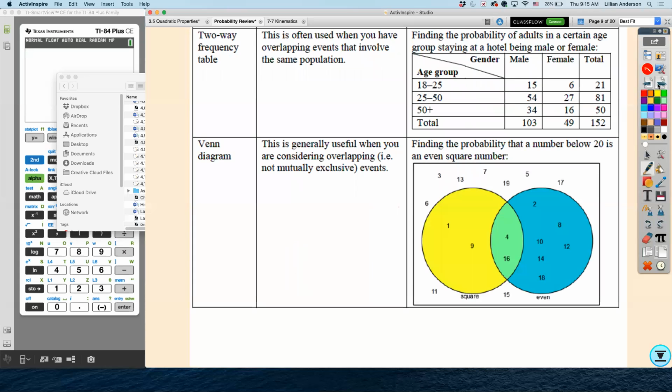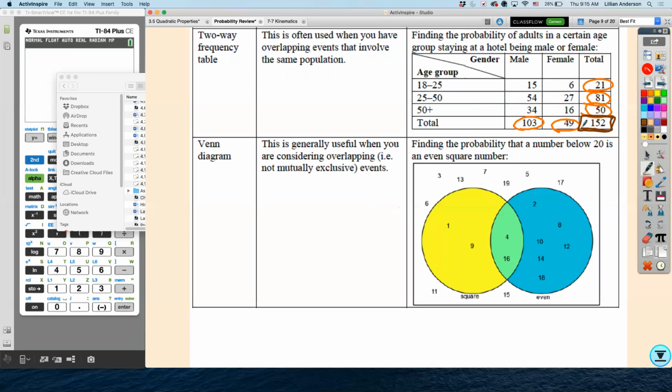You can also have a two-way frequency table. Remember, with statistics, which we'll go back over, they can get more extensive. They have your totals for your number of males and females, along with your totals for the different age groups and your overall total in a two-way frequency table.